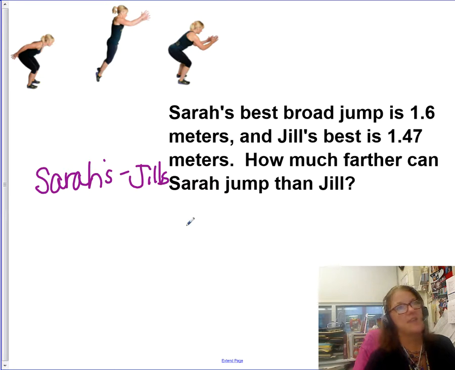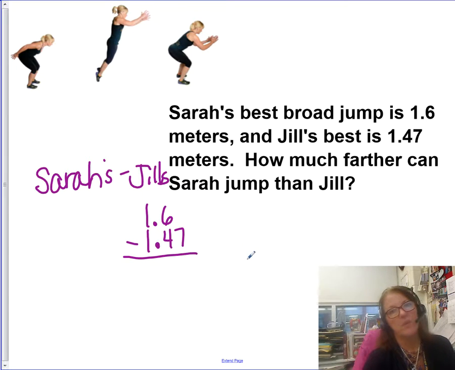Now, I have to do things vertically, and since these are decimals, I'm going to line them up. 1.6, or 1 6/10, 1 47/100. Now, hold your horses. Just because there's nothing here, you can't just say nothing minus 7 gives you 7. No, it's really a 0, so fill in that spot. You have to borrow.